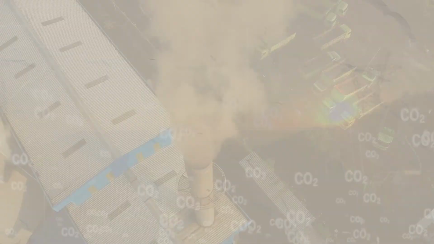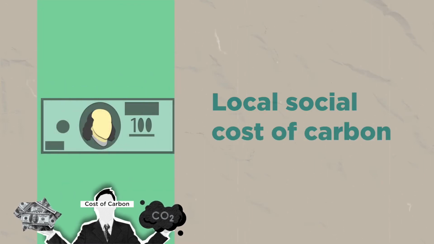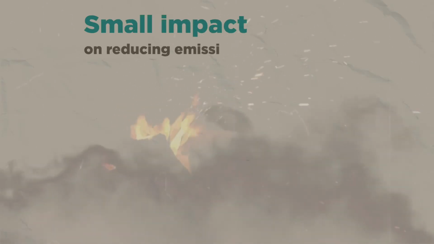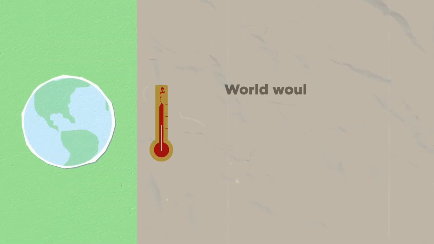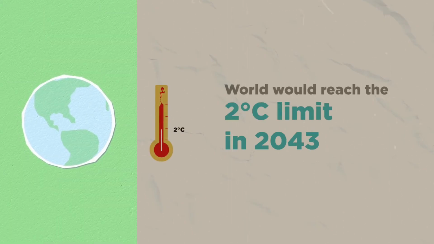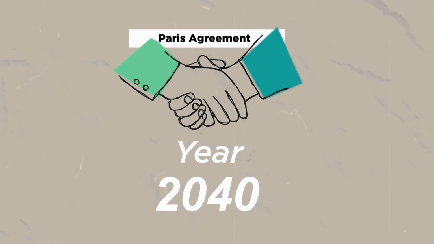They say while the distribution of carbon reduction pledges in the Paris Agreement is roughly in line with the local social cost of carbon, the pledges have only a very small impact on reducing emissions and limiting warming. Under current conditions, the Earth would hit the 2 degrees Celsius limit in 2043. The Paris Accords merely pushes that date back 3 years.